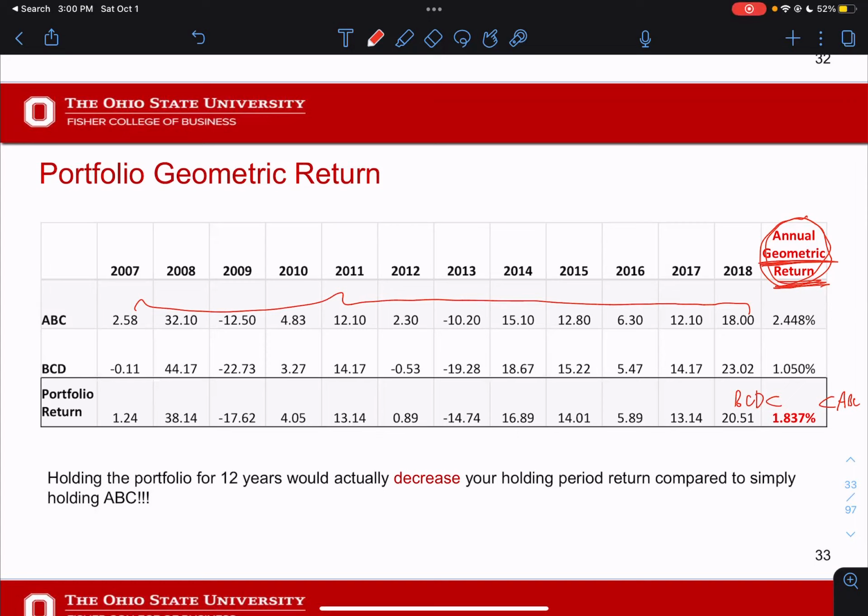It's just a simple average of all of these numbers. You can use this to approximate the expected return of ABC. It's not the same as the geometric return, because this one is just a simple average. So from 2.58 plus 32.1 all the way plus 18, divided by 12 because there are 12 years. And similarly, you can do this one to get the expected return for BCD.